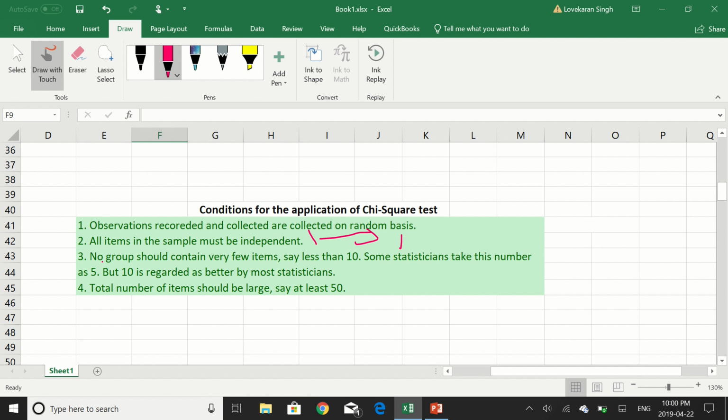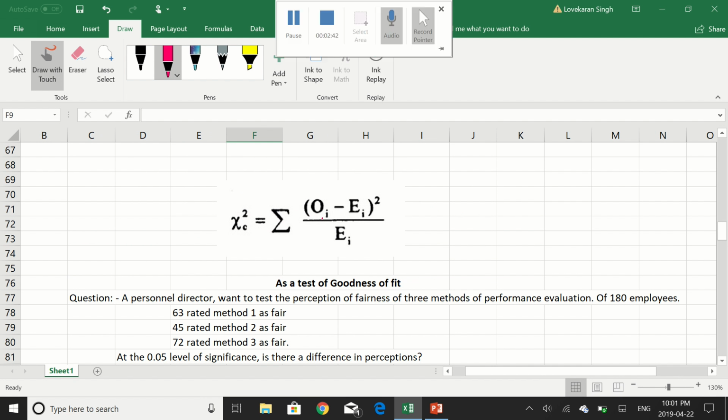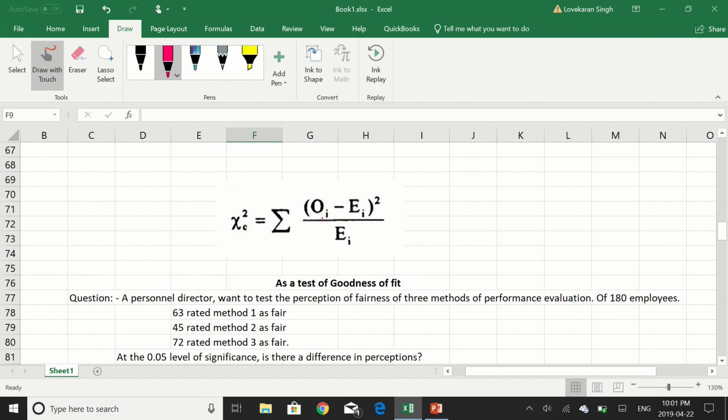The third condition is that no group should contain very few items, say less than 10 items, though most statisticians say we can use as few as 5 items as the minimum. The fourth condition is that the total number of items should be large, say at least 50. Moving further, the formula for chi-square is sigma of observed frequency minus expected frequency, whole squared, divided by expected frequency.